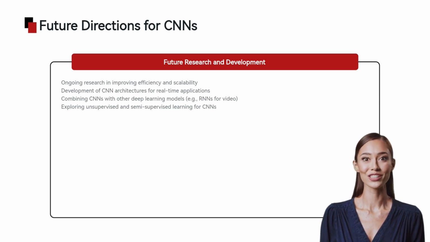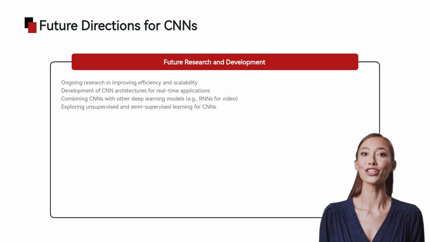There is also growing interest in combining CNNs with other types of deep learning models, such as recurrent neural networks, RNNs, to handle sequential data like video or time series data. This combination can make CNNs more versatile and capable of handling a broader range of tasks.